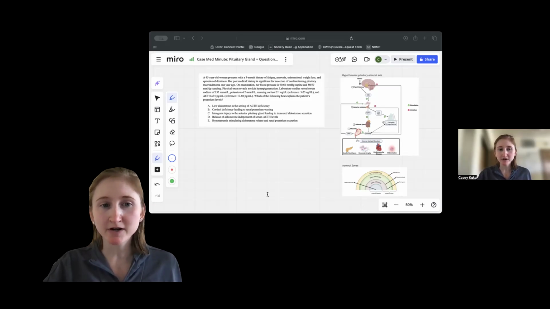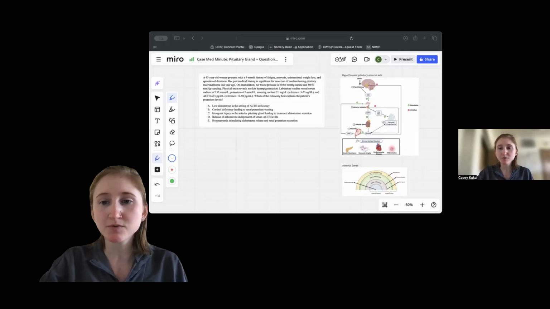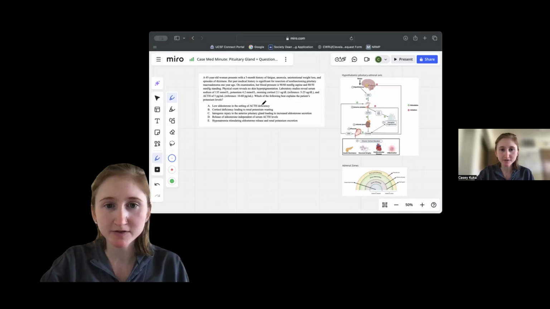So starting with answer choice A, low aldosterone in the setting of ACTH deficiency. We already identified that her aldosterone should be normal and that ACTH does not affect aldosterone levels. So we are going to strike that one out.